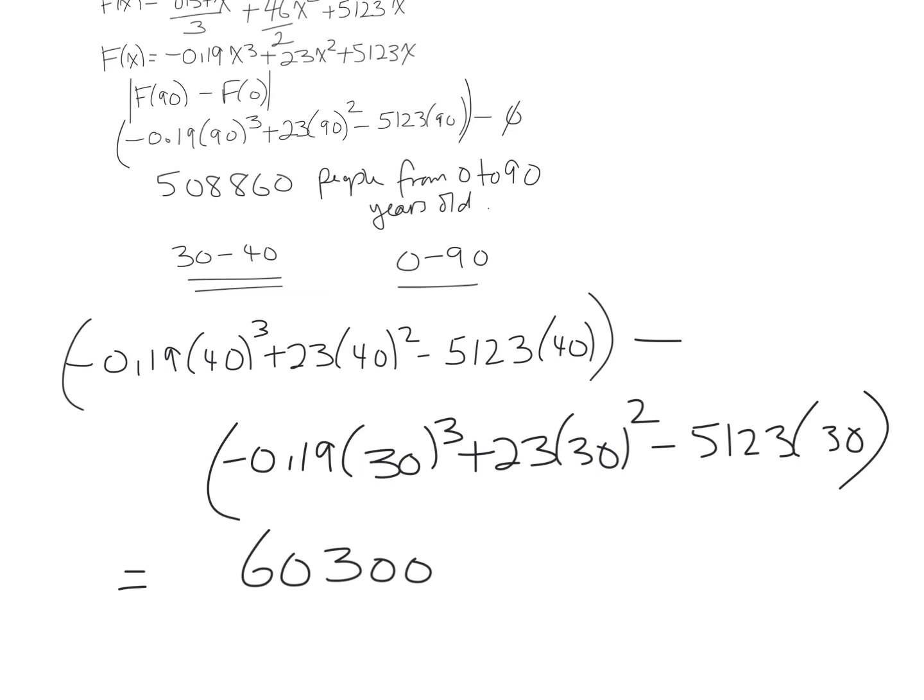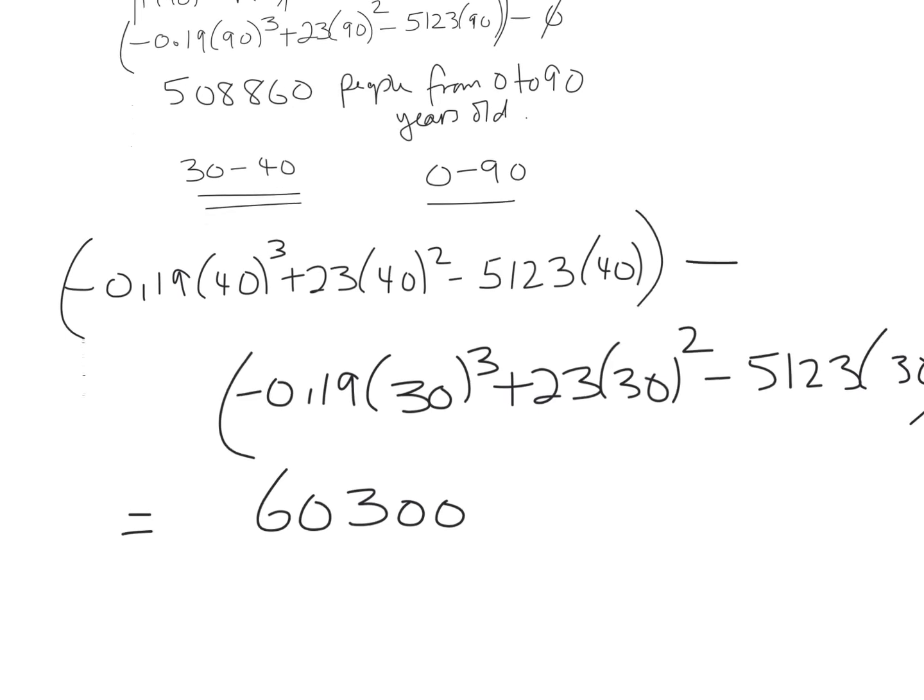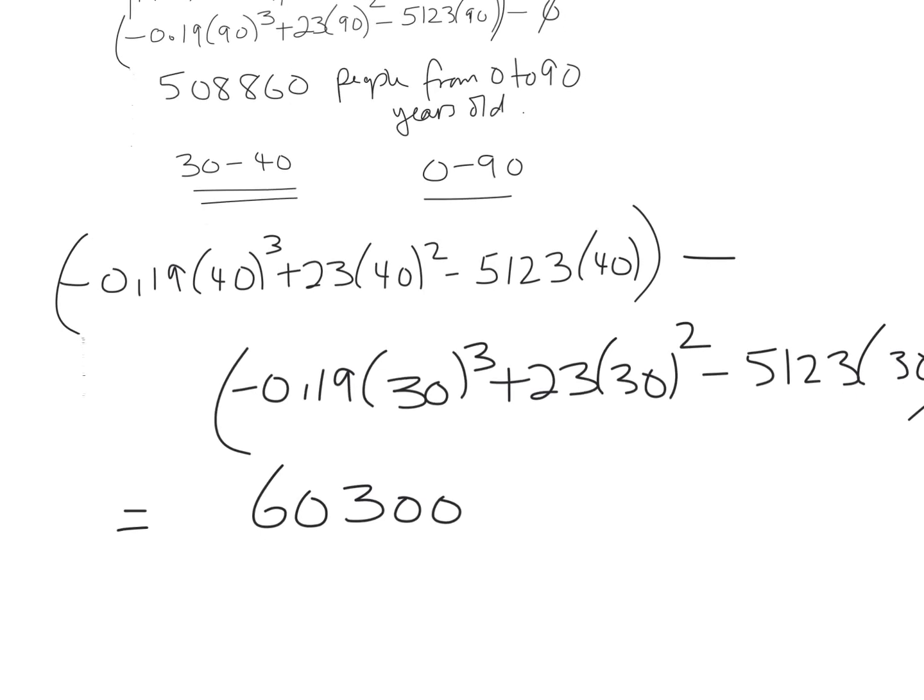Brian, 2? Yeah, okay. So again, we got to think, does it make sense, right? That number sense. Does it make sense? So we had 508,860 covered that whole age span from 0 to 90. So let's say a 10th of that or a 9th of that would be from 30 to 40, sorry. So what is 508,860 divided by 9-ish?